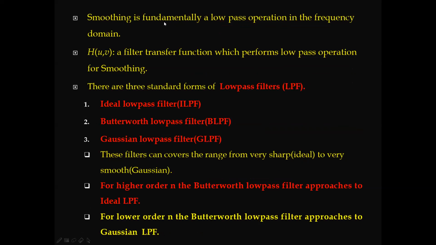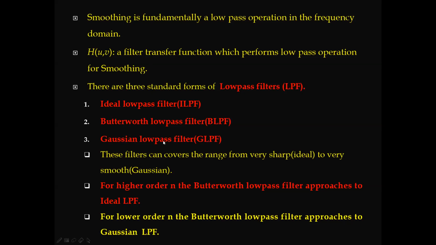Next, coming to smoothing. Smoothing is fundamentally a low pass operation in the frequency domain. So H of u comma v is a filter transfer function which performs a low pass operation for smoothing. There are three different types of low pass filters: ideal low pass filter, Butterworth low pass filter, and Gaussian low pass filter. One advantage is, if you know the low pass filter, we are able to construct the high pass filter. Low pass filters in image processing are the smoothing filters. The ideal low pass filter, Butterworth low pass filter, and Gaussian low pass filter are the smoothing low pass filters in the frequency domain.